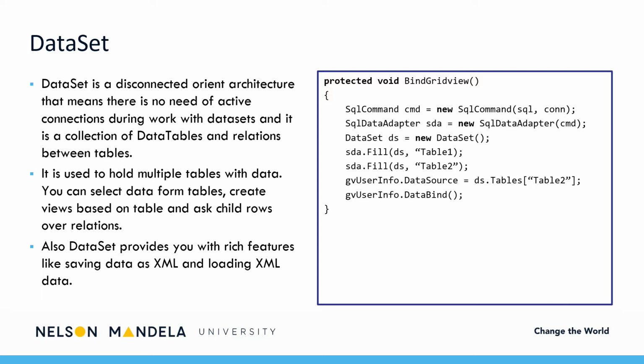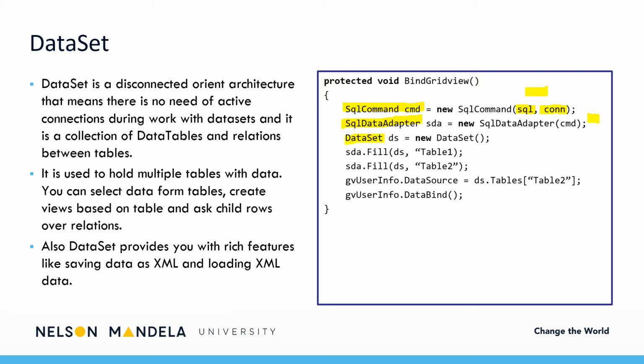The data set is a disconnected oriented architecture that allows you to add more than one data table. So what this means is, over here, we still use our SQL command, which has the SQL, so the SQL is the query, and then it also has the connection. What this does is it uses a data adapter so that you can convert the data from SQL readable to C# or Visual Studio C# readable. And then it has a data set.